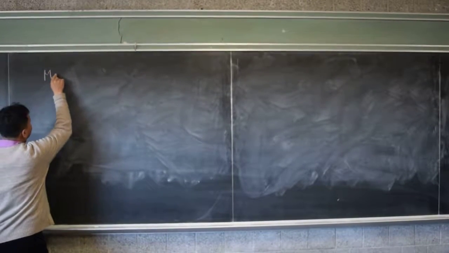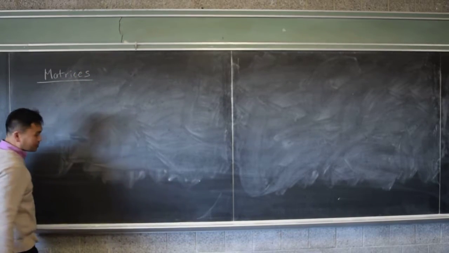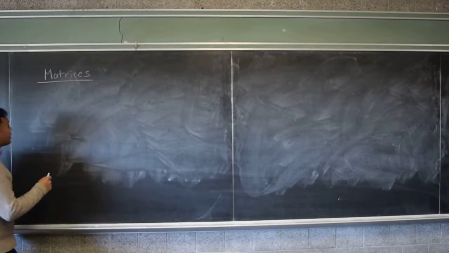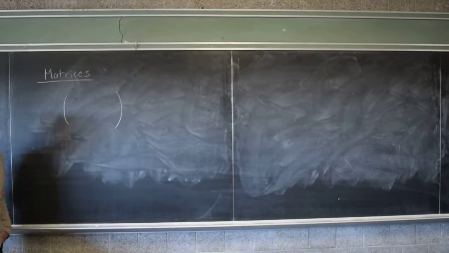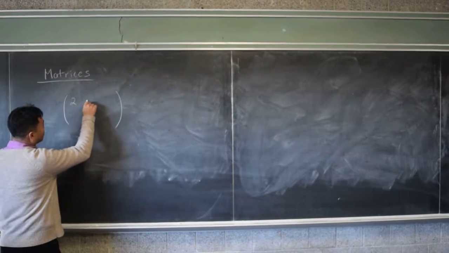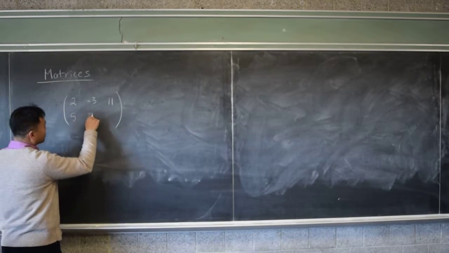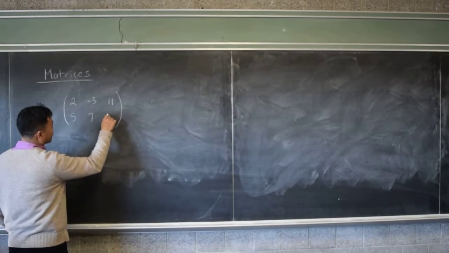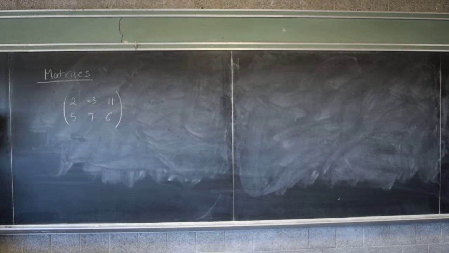Matrices. All right, what's a matrix? A matrix is this table of numbers. You can write any number, 2, -3, 11, 5, 7, 6 here.